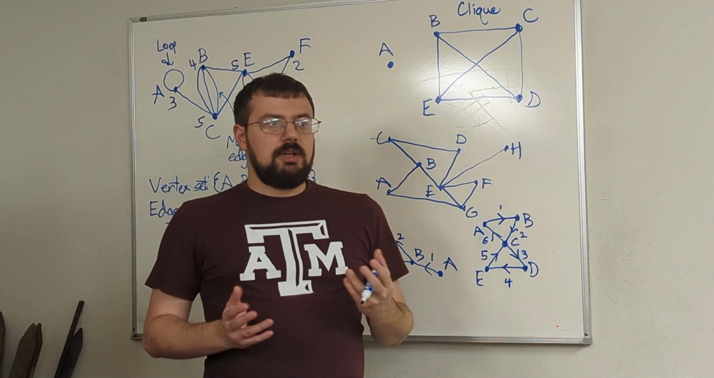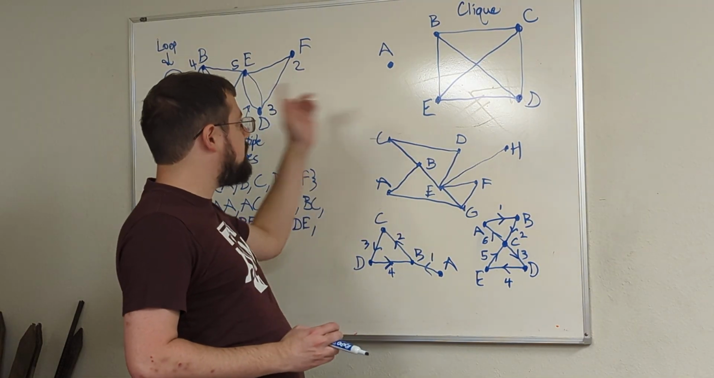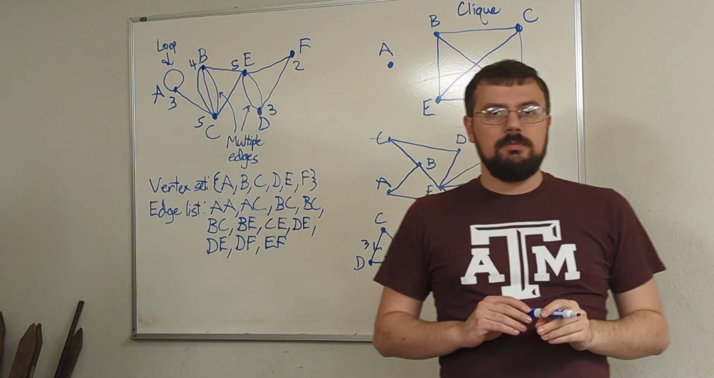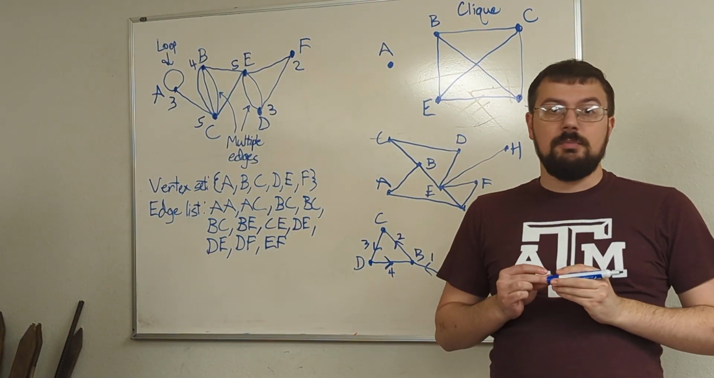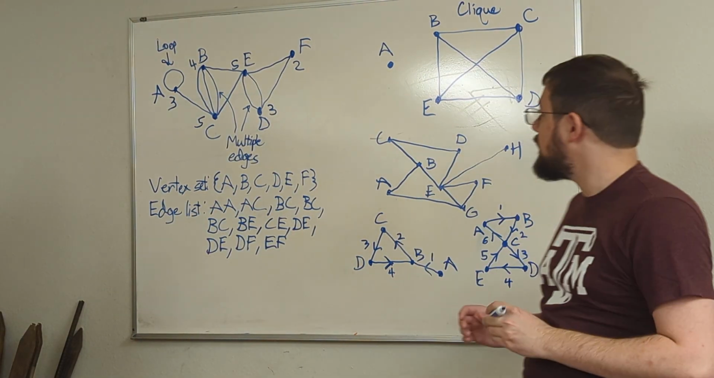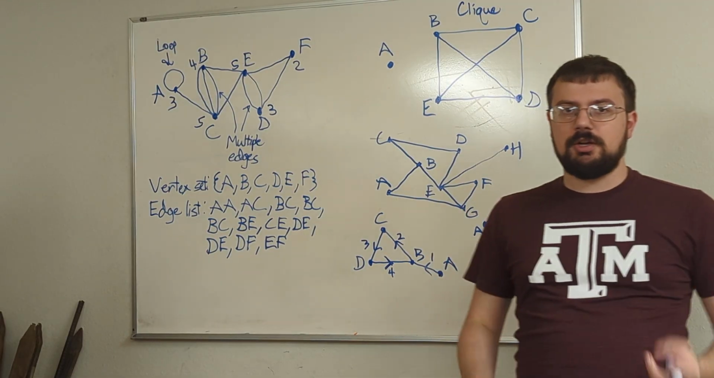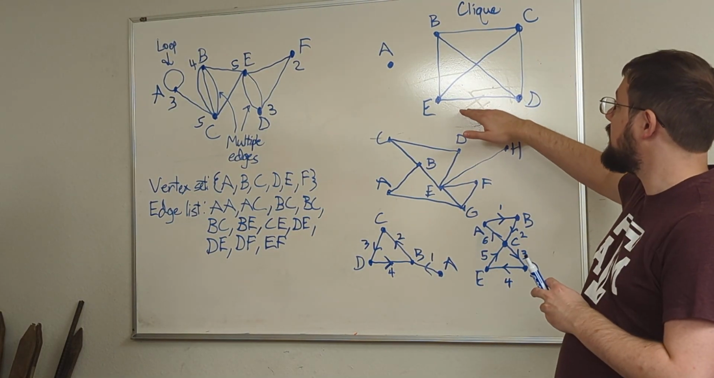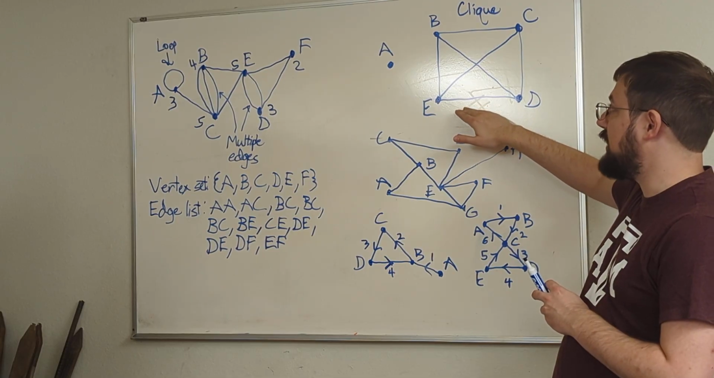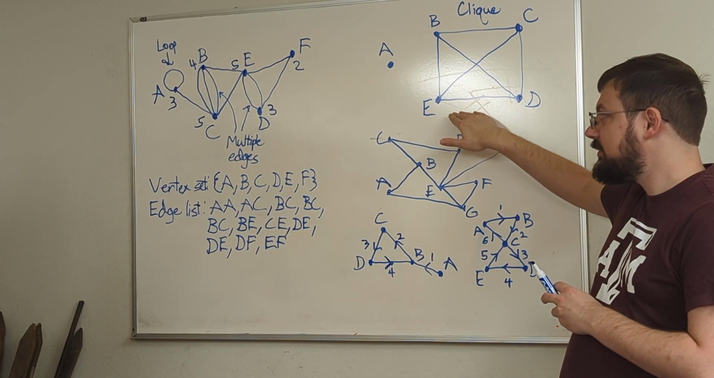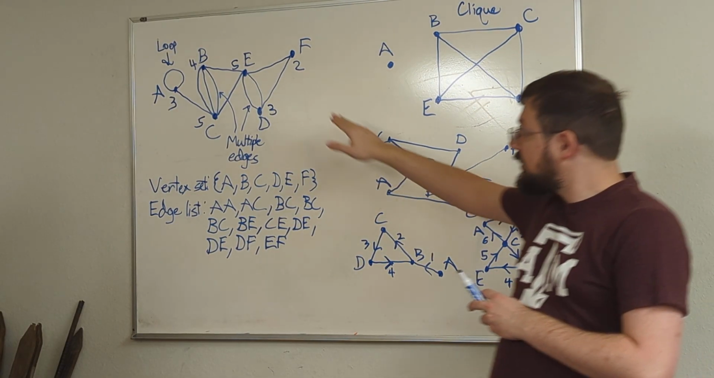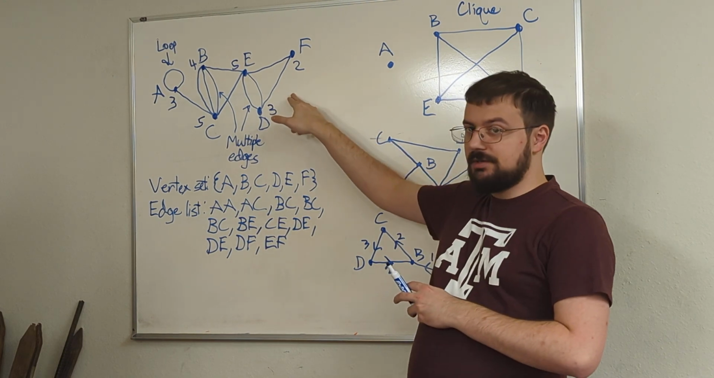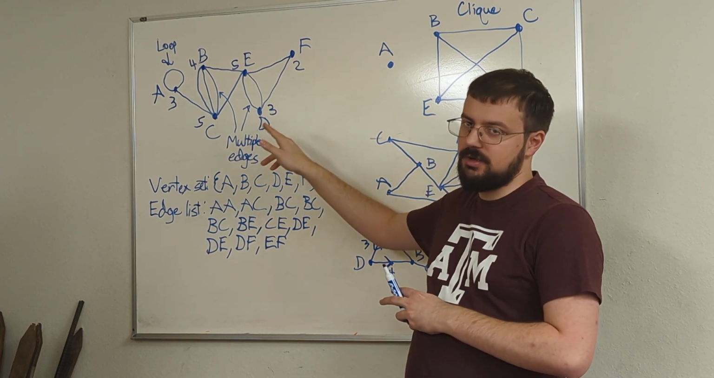The other concept that you can observe with these two graphs is what we call simple graphs. A simple graph is basically just a graph that does not have any loops or multiple edges. So this graph would be an example of a simple graph. All of the edges are single edges, and there's no loops. This graph over here, we have loops and multiple edges, therefore this is not a simple graph.